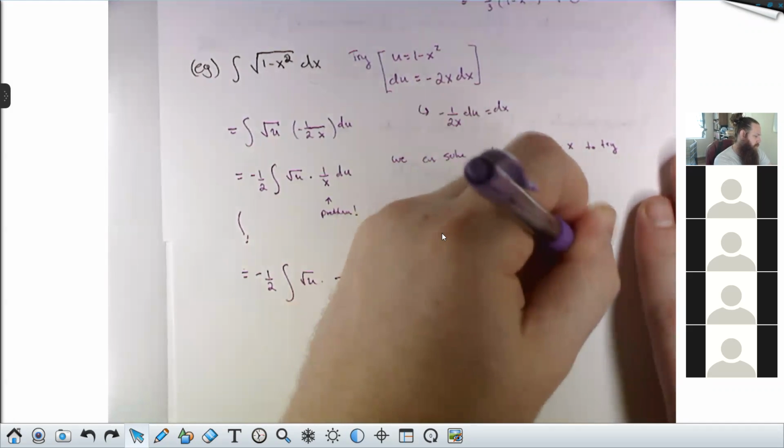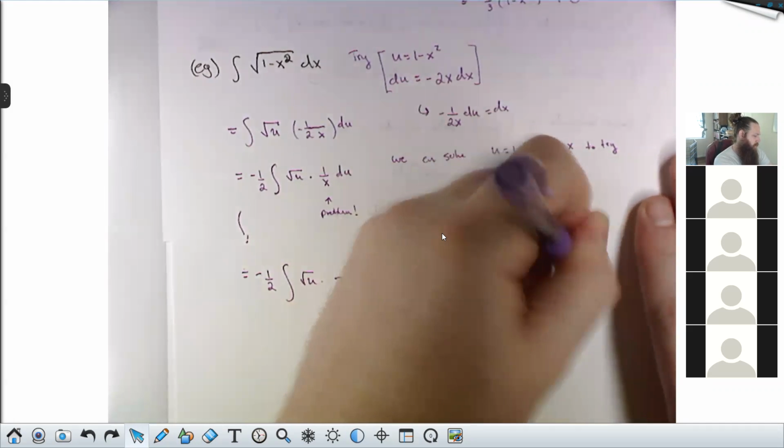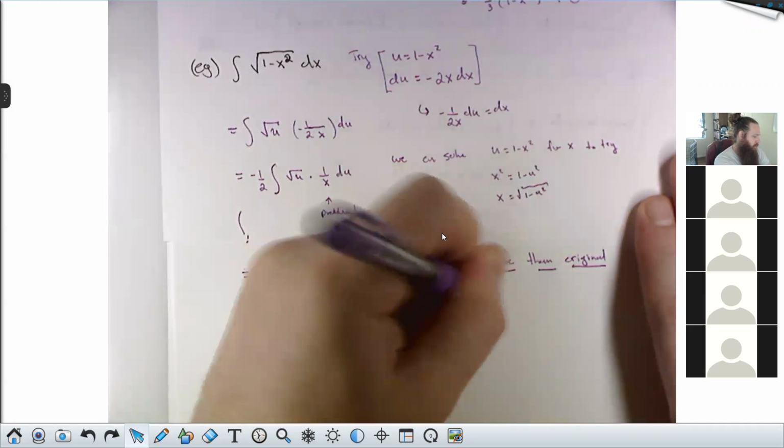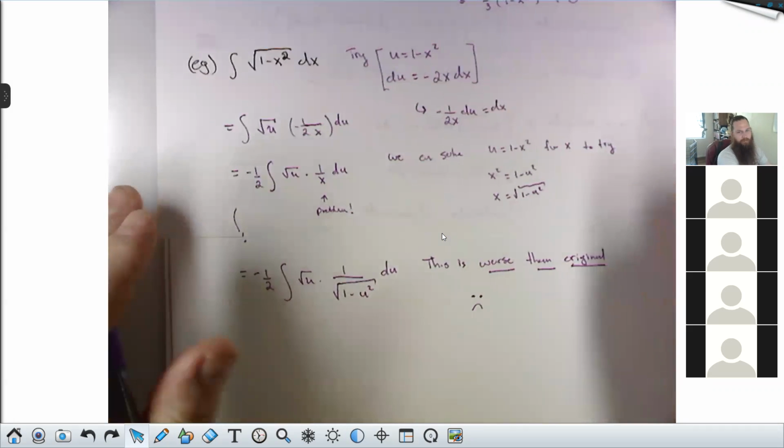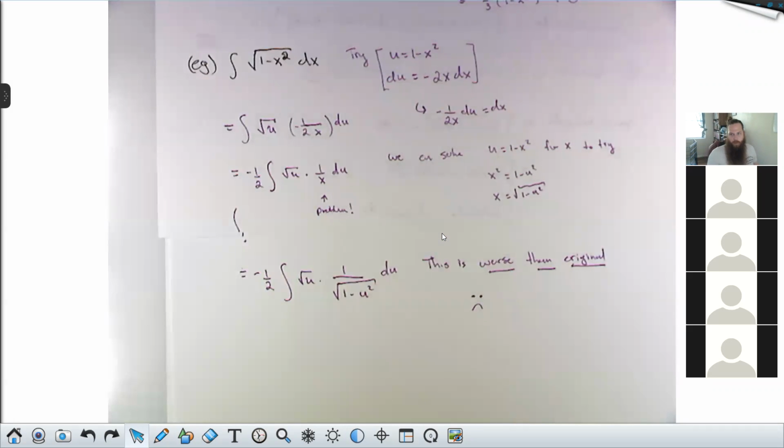Than the original. Which is sad face. All right, we don't want that. We want things to get better. Hopefully we want to solve this integral. That's my goal, is definitely to say exactly what this integral is.